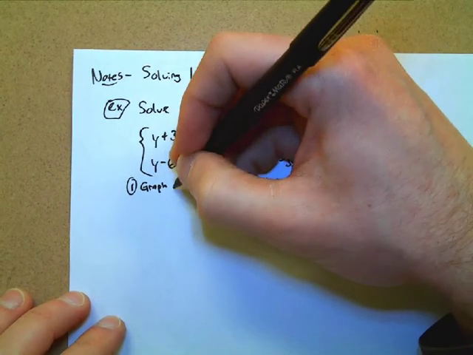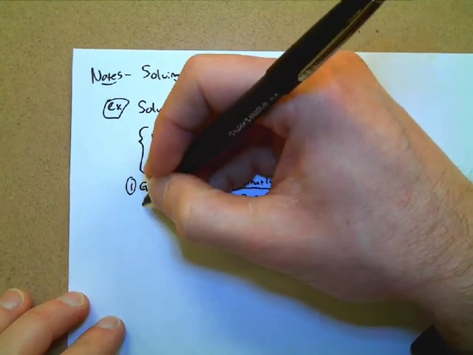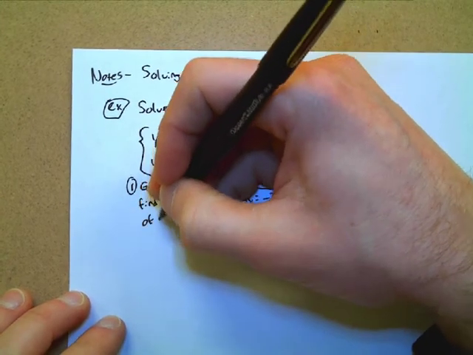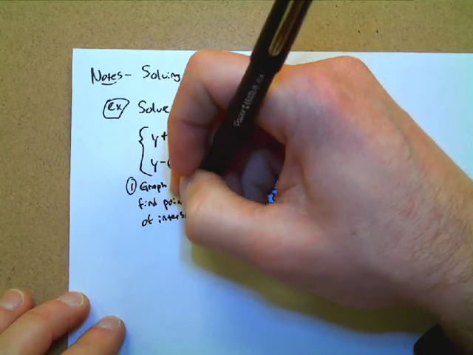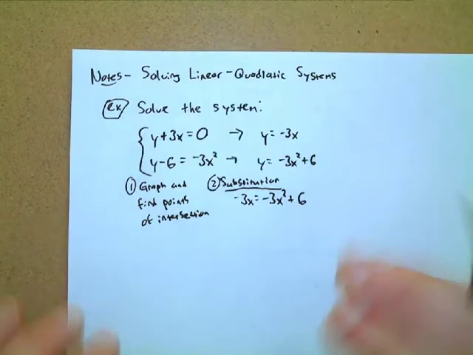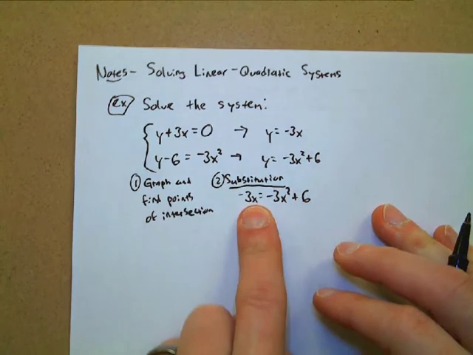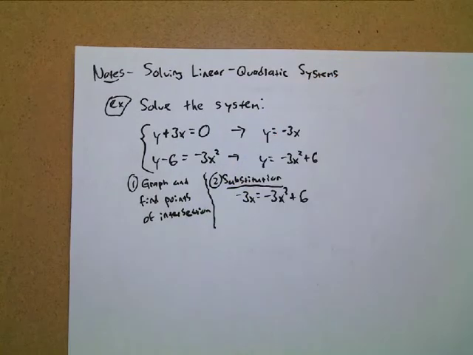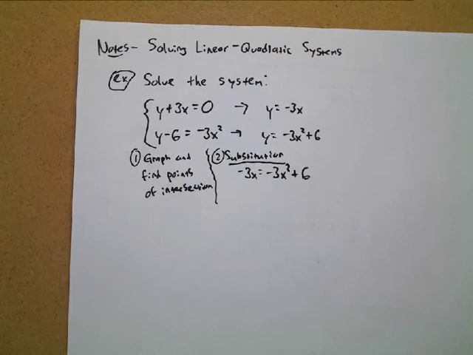I'll put the options here: graph and find points of intersection, or we could use substitution here. To continue solving this, what should we do? What would be a good next step in order to solve this new equation that we have with substitution?